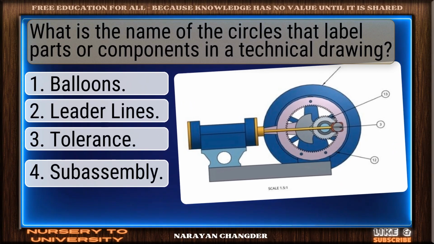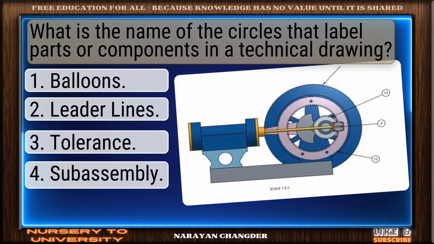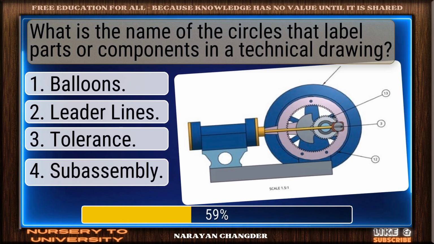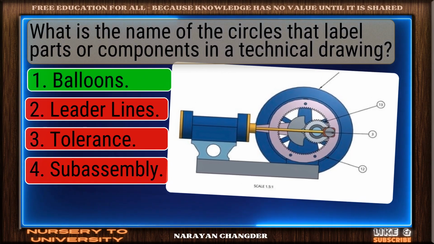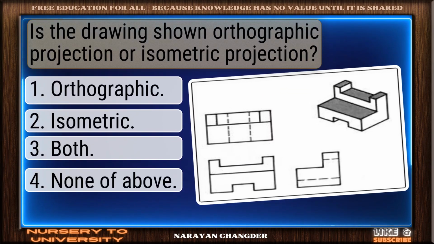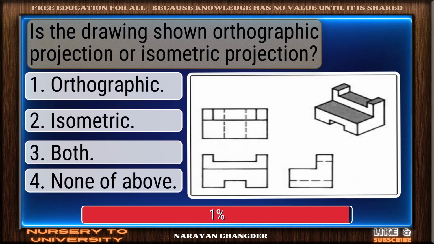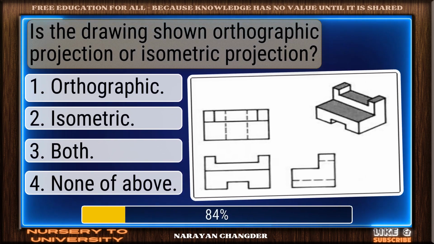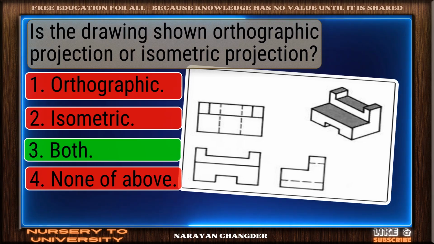What is the name of the circles that label parts or components in a technical drawing? Correct. Balloons is the right answer. Is the drawing shown orthographic projection or isometric projection? Good thinking. Both is the right answer.